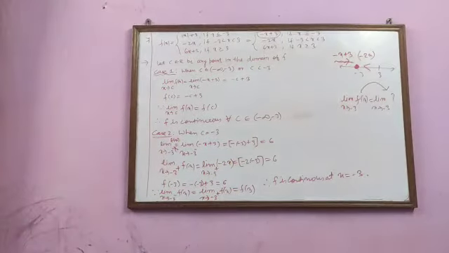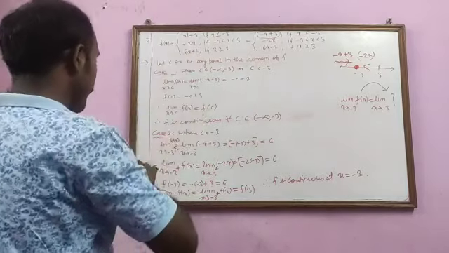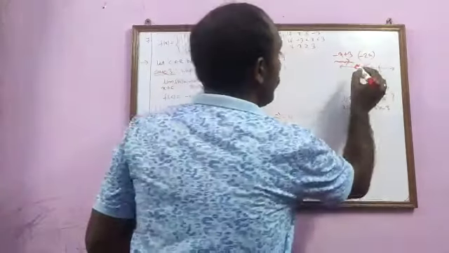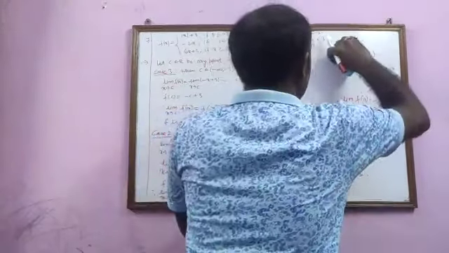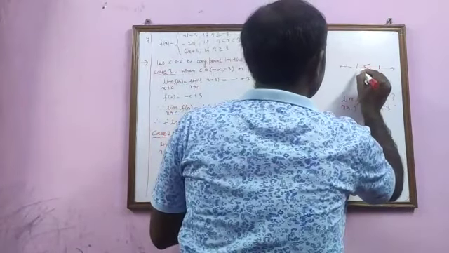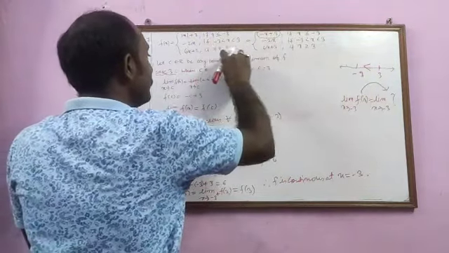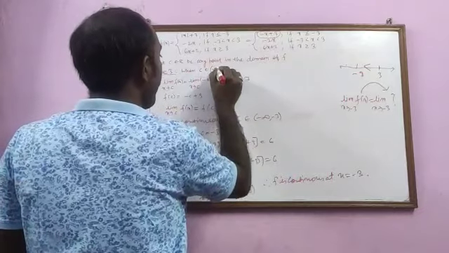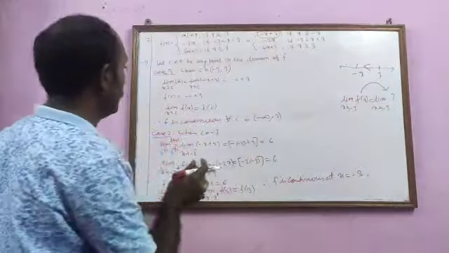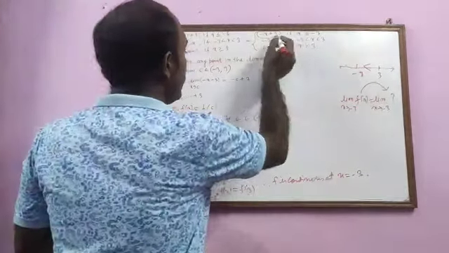Now we'll move to the third case. So in the third case, what will we write here? In case 3, when c belongs to, now we talk about these 2 points between minus 3 to 3. So when c belongs to minus 3 to 3, here to here, then limit x tends to c of f(x), for x between minus 3 to 3, is minus 2x.